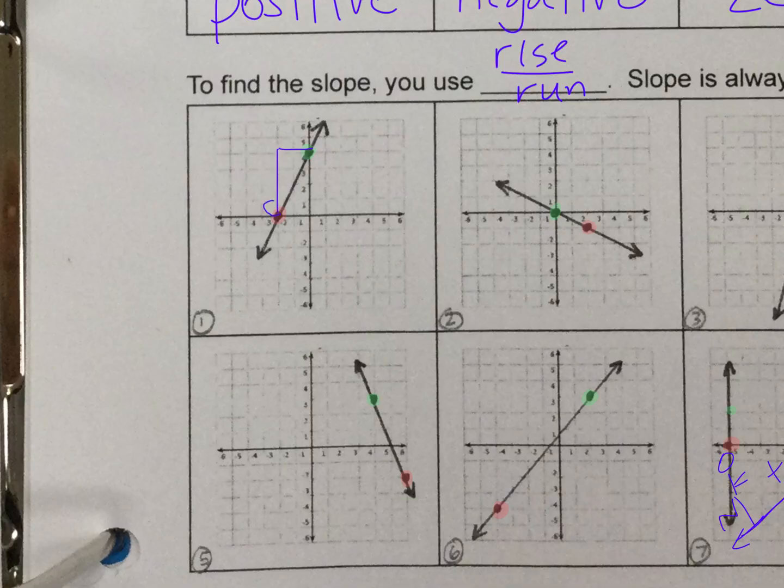Up, 1, 2, 3, 4. So I went up 4, 1, 2, over 2. If I type that in my calculator, it would come out as a 2. All right, so your slope is a 2 or 2 over 1 if you want it to be a fraction.